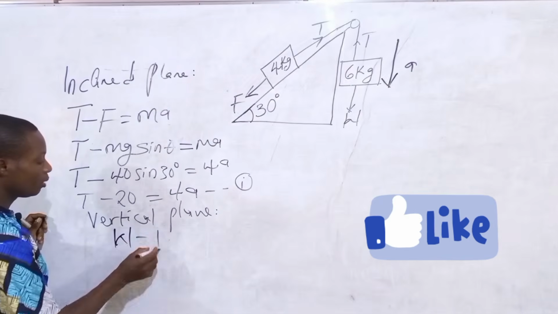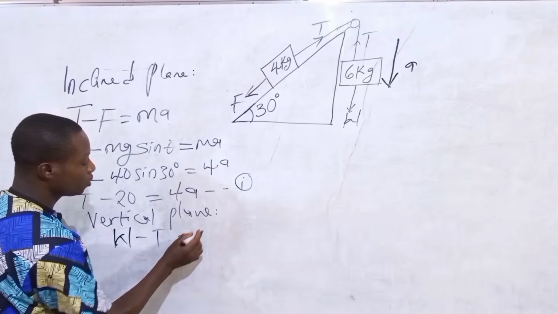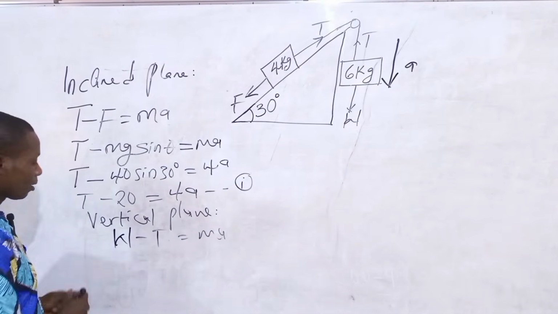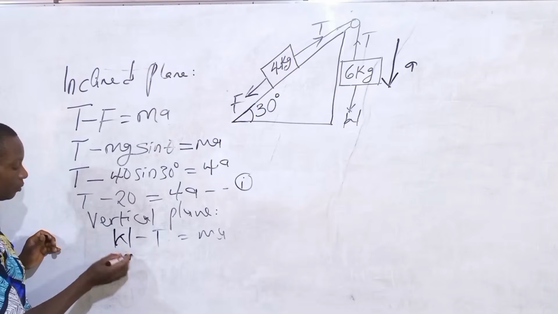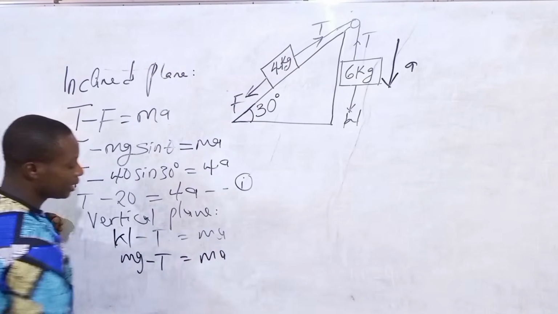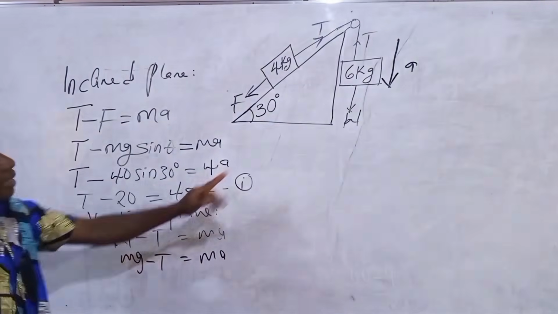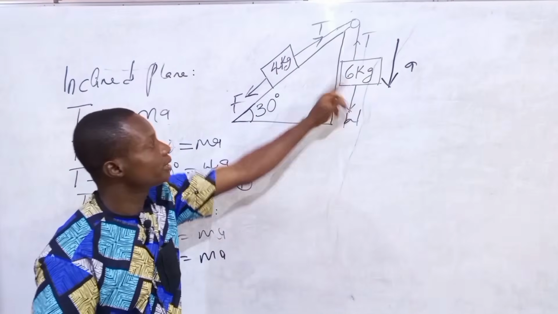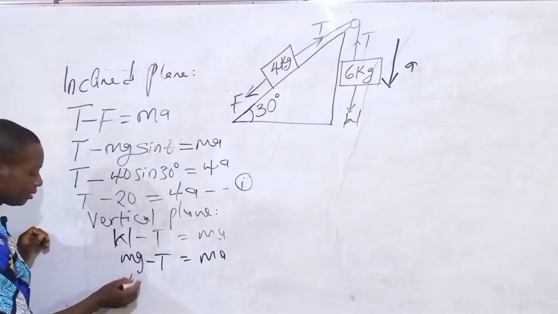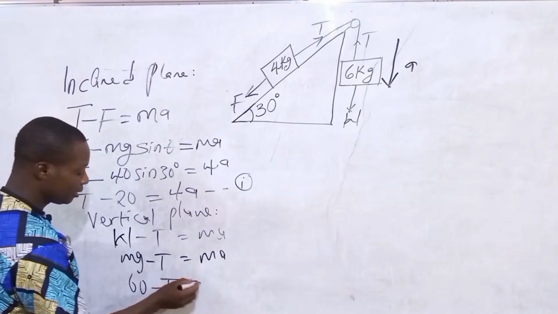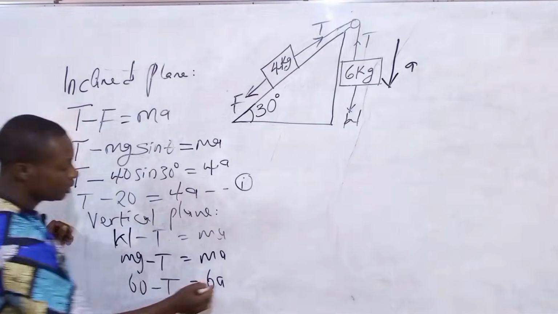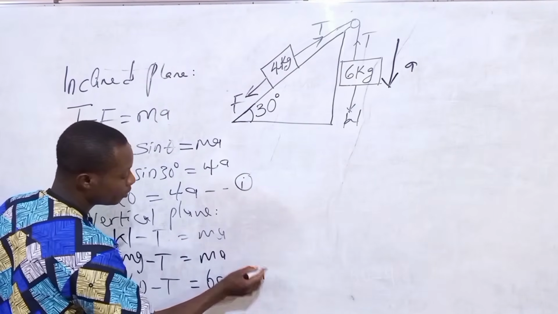We have W minus T. This will also determine the accelerative force. Then W is mg. Mg minus T equals the accelerative force. M is 6 here, no longer 4. So 6, then g is 10. 6 times 10 is 60. 60 minus T equals M, which is 6 here, 6 times A. This is equation 2.